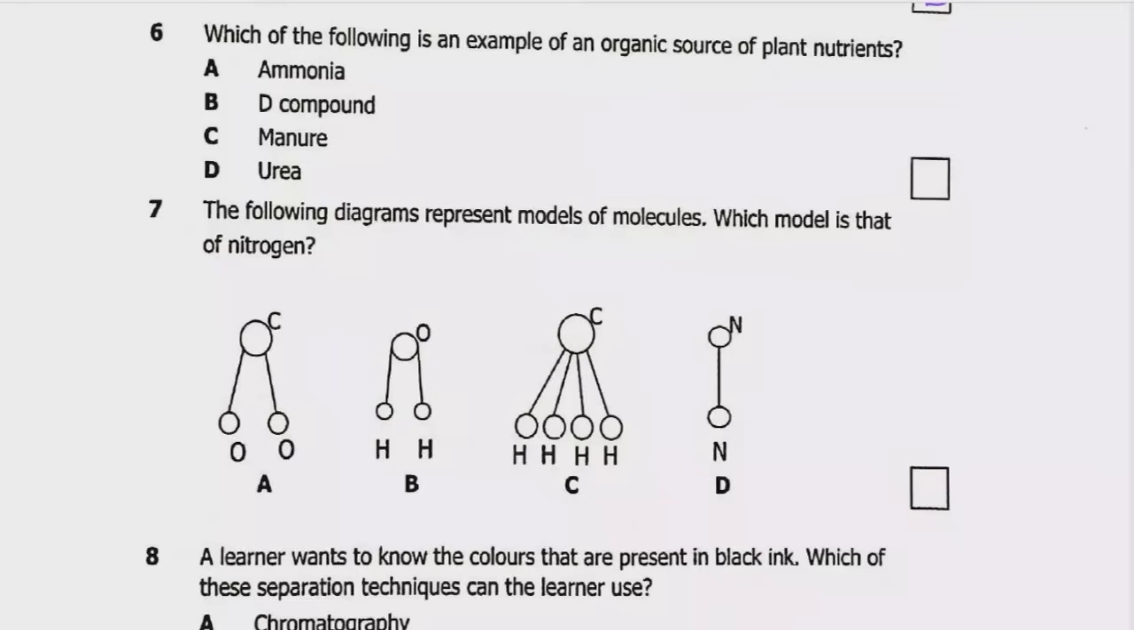Okay, so when we talk about inorganic, organic is the opposite of inorganic. So organic, that is God made or natural substance, but inorganic, this is man made. So when you talk about which of the following is an example of an organic source of plant nutrient, it is one which man does not make. So when you look at ammonium, it is made by man. This is inorganic.